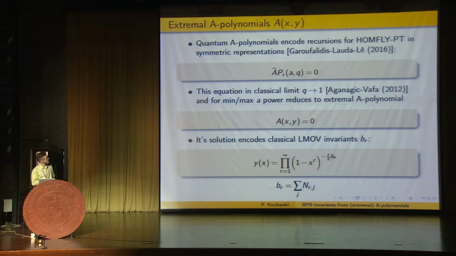Quantum A polynomials encode recursions for HOMFLY-PT polynomials for symmetric representations, which can be written as operator A annihilating P. And this equation in the classical limit, q going to 1, reduces to the extremal A polynomial, A of x and y. The solution of A equals 0 encodes classical LMOV invariants in the following way. B_R equals to all N_R,j for the same representation R.